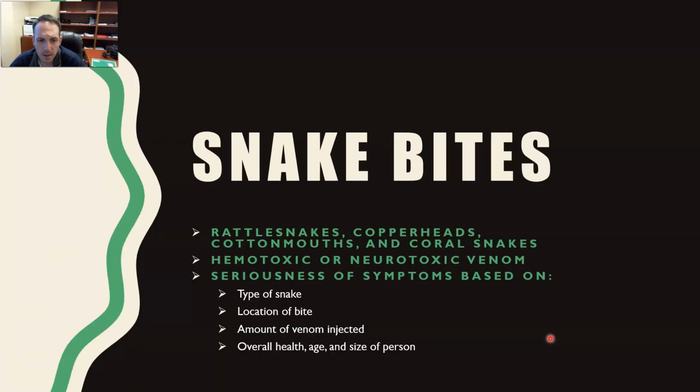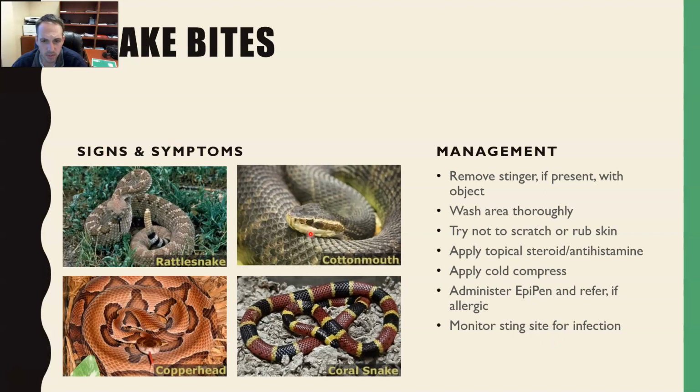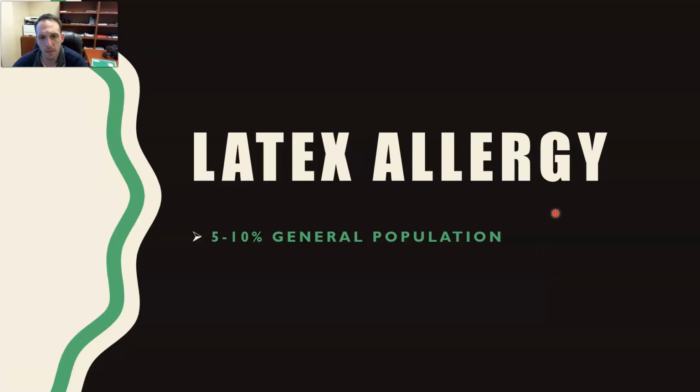Similar things: topical steroids, antihistamines, EpiPen if allergic, and monitor for infection. When we get into snake bites, the seriousness and the symptoms are going to be based off of the type of snake, the location of the bite, the amount of venom ejected, and then the overall health and size of the person. The different signs and symptoms are going to depend greatly on the type of snake and thereby the type of neurotoxin. Again, similar aspect, try to identify the type of snake.